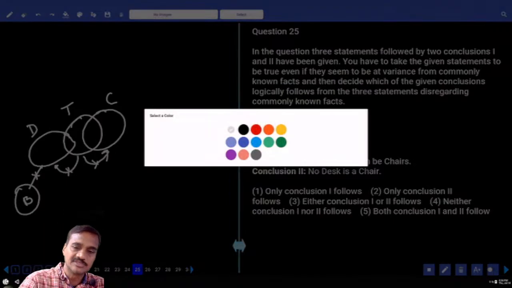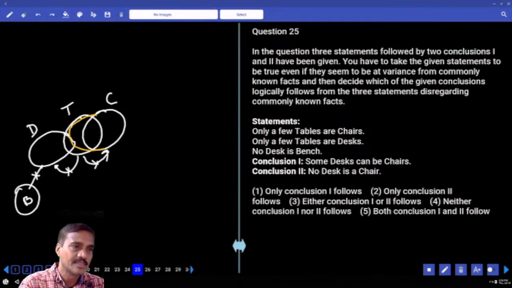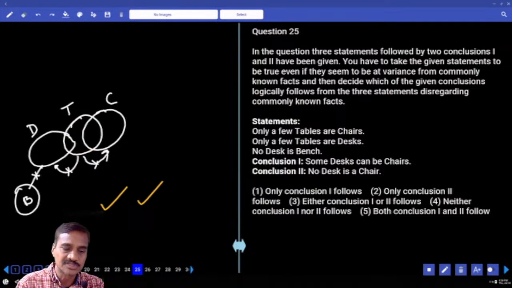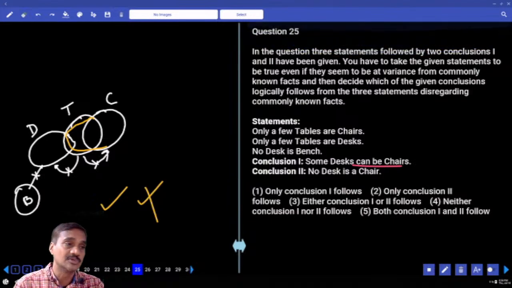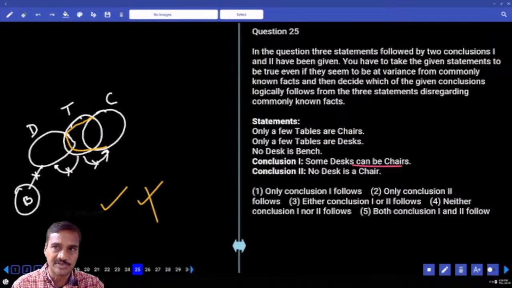And some desk can be chair. Some desk can be chair, is it possible or not? Yes, possibly. No desk is a chair, that is also true. No desk is a chair is false, so you have to write some desks are chairs. What is your answer now? Will either-or apply or not? No. Why no? The first one is a possibility, the second one is a definite conclusion. You cannot have either-or between a definite conclusion and a possible conclusion. Got this? And question number 25, what is your answer then? Only one choice from 25.